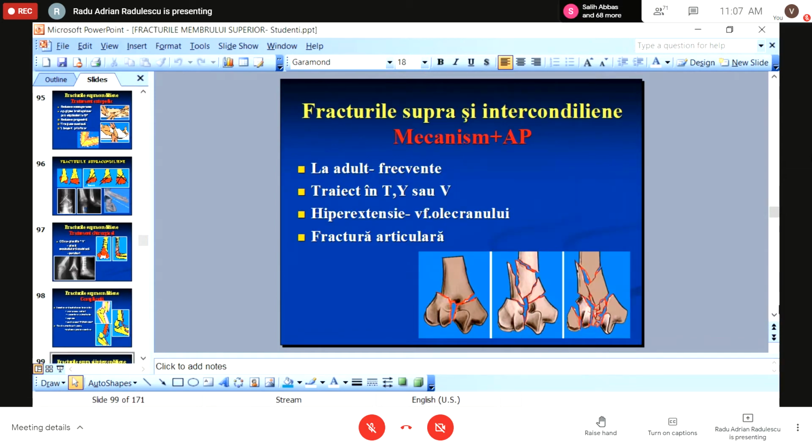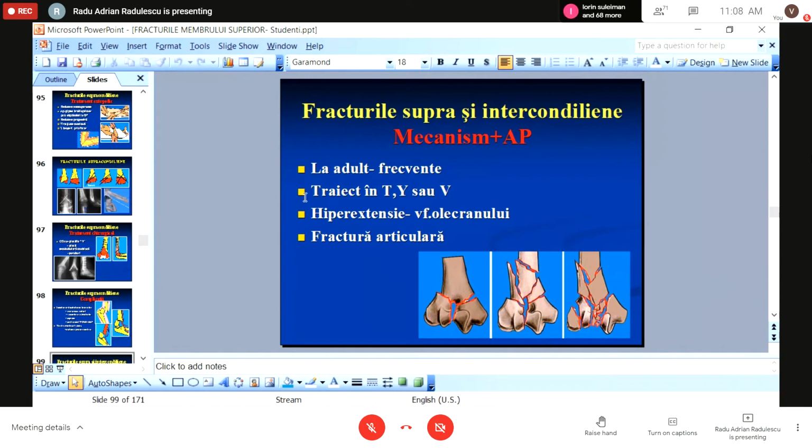Other fractures at this level will be the supra and intercondylar fractures. All of them have the term of condylar fractures, but like the previous fractures, which were only supracondylar fractures, were extra-articular fractures, so they didn't involve the articular surface of the humerus. These fractures, this time supra and intercondylar fractures, usually have at least one fracture line that crosses the articular surface, like you can see here in this drawing.